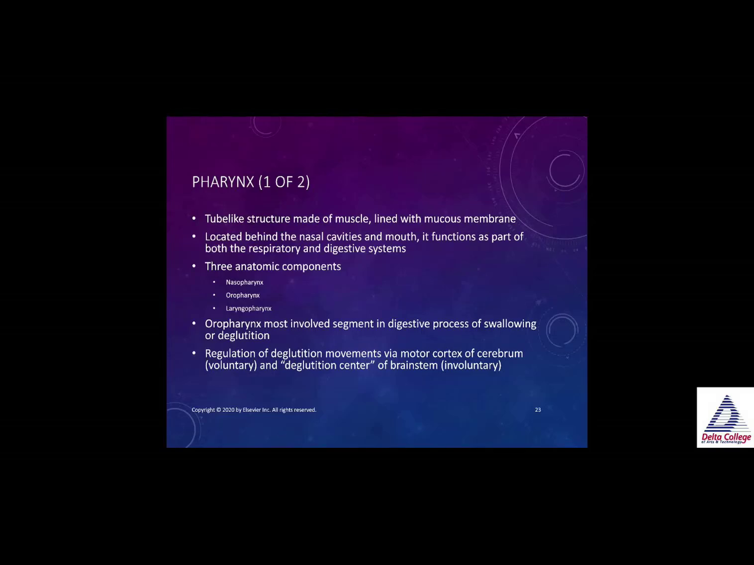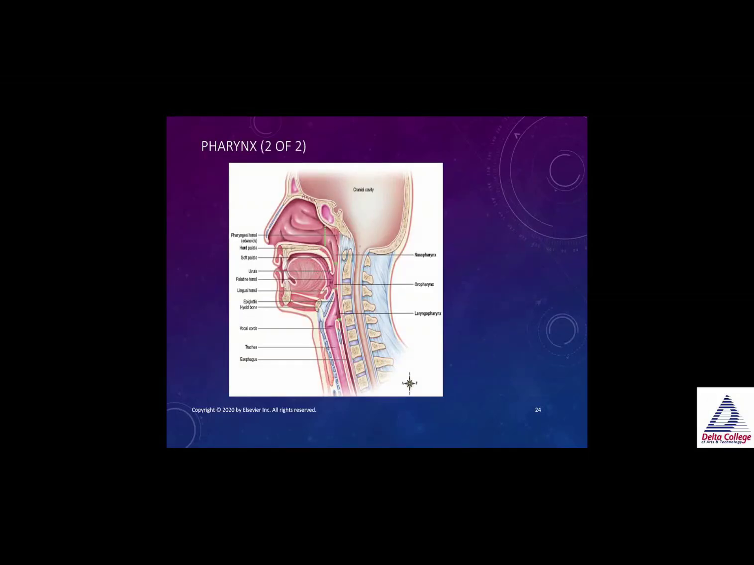Regulation of deglutition movements, or swallowing movements, via the motor cortex of the cerebrum is voluntary, and the deglutition center of the brainstem is involuntary. So again, here's the pharynx.